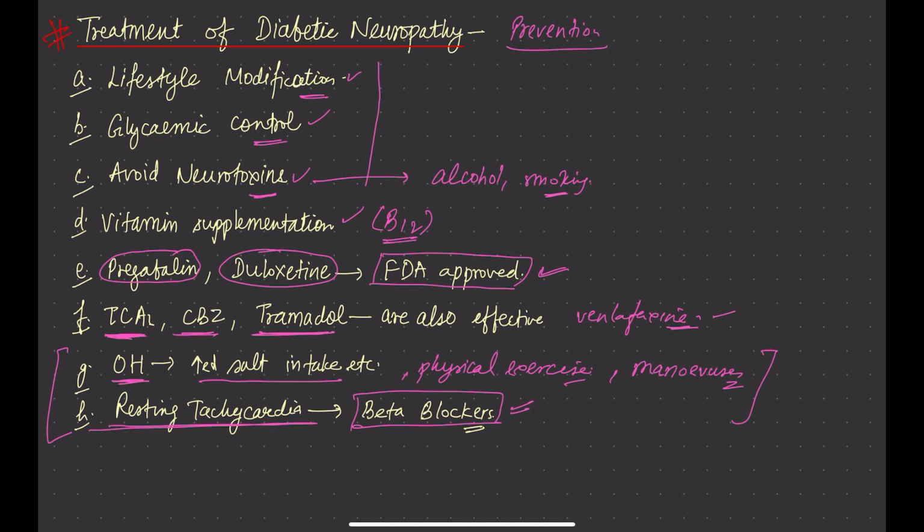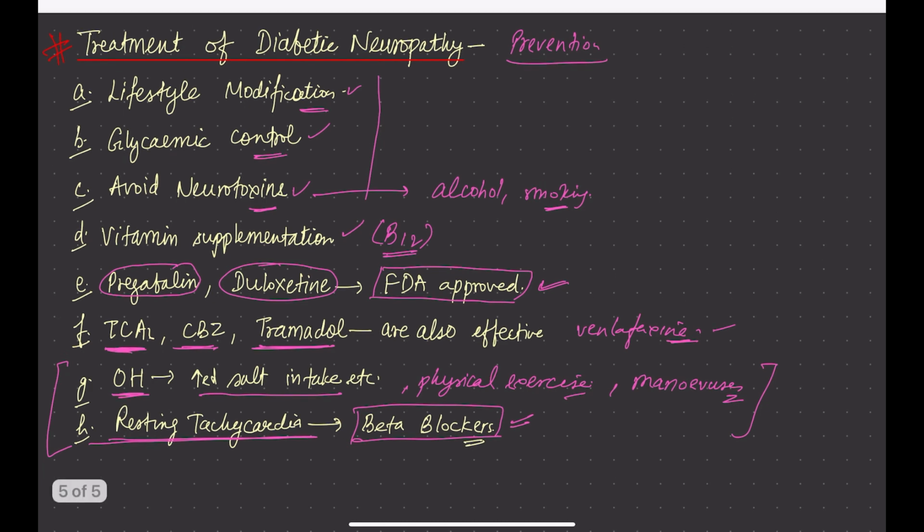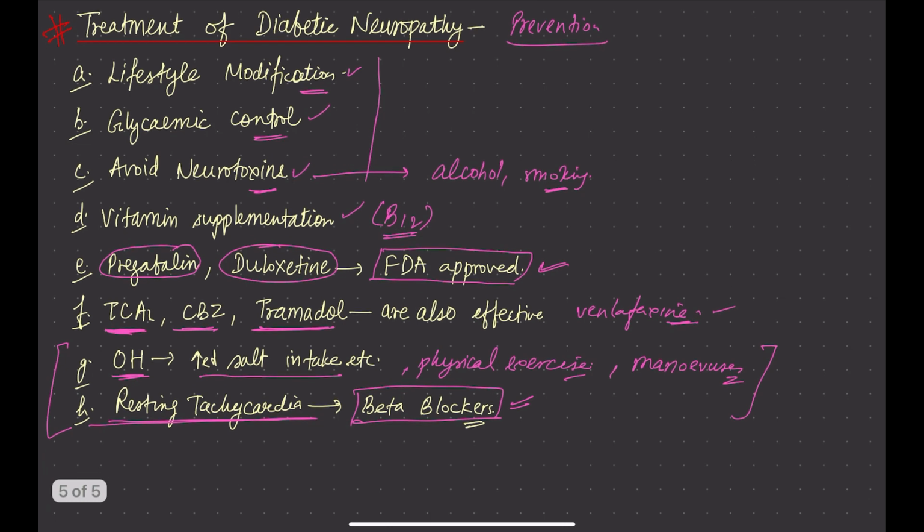Other interventions apart from pharmacologic ones are lifestyle modification, glycemic control, and avoiding neurotoxins. So that is all about diabetic neuropathy, its causes, its types, and its treatment. That is all.